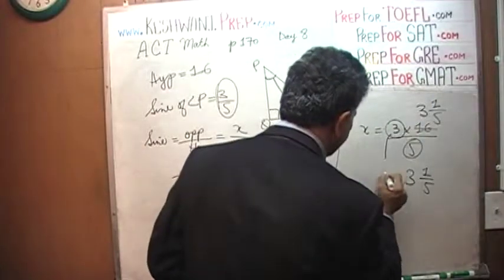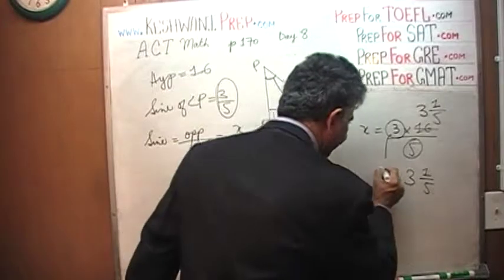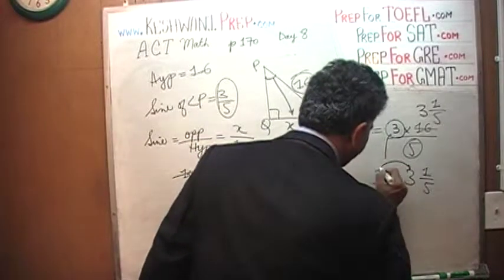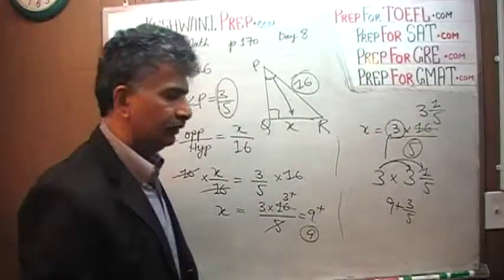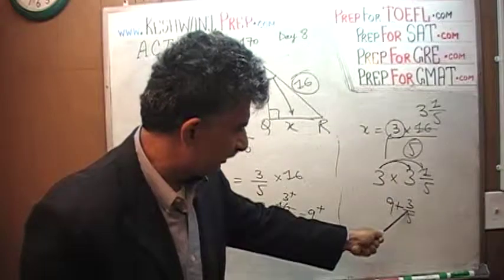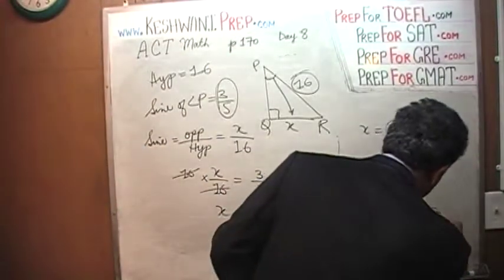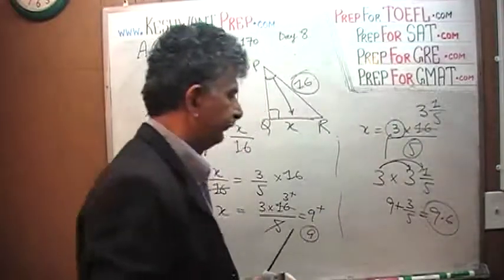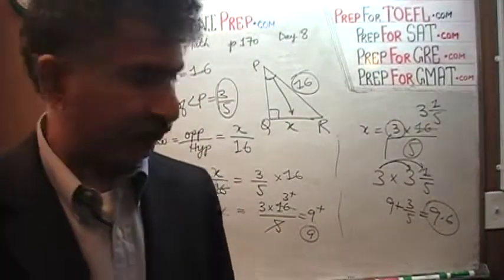Times 3, rather. 3 and 1/5 times 3, and therefore 3 times 3 is 9, and 3 times 1/5 is going to be 3/5. So it's 9 and 3/5. And 9 and 3/5 is the same as 9.6. Because a fifth is 0.2, so 3/5 is going to be 0.6. That's all.